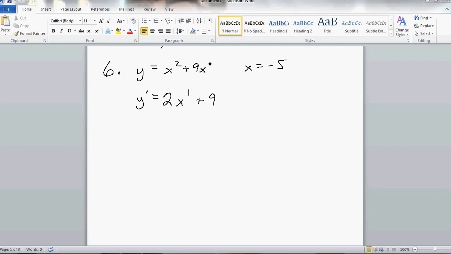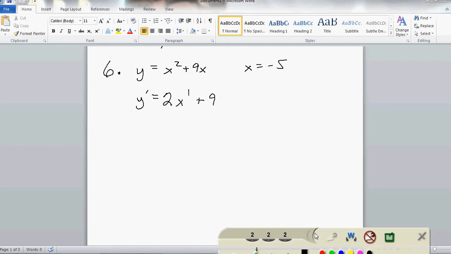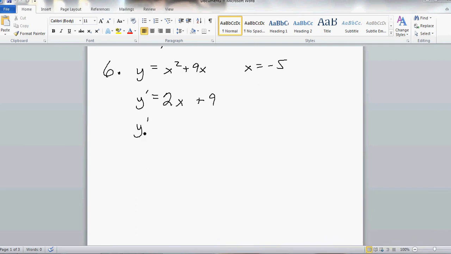When I look at the exponent, it was a 1. When I subtract 1 from it, it's going to become a 0. X to the 0 is 1, so there's no more x's. So the derivative is 2x, and I'm not going to put a 1 there, 2x plus 9. So at x equals negative 5, just plugging in negative 5 into y prime, we get 2 times negative 5 plus 9, negative 10 plus 9, which equals negative 1. So the slope of this curve at x equals negative 5 is negative 1. That should not be a big surprise.